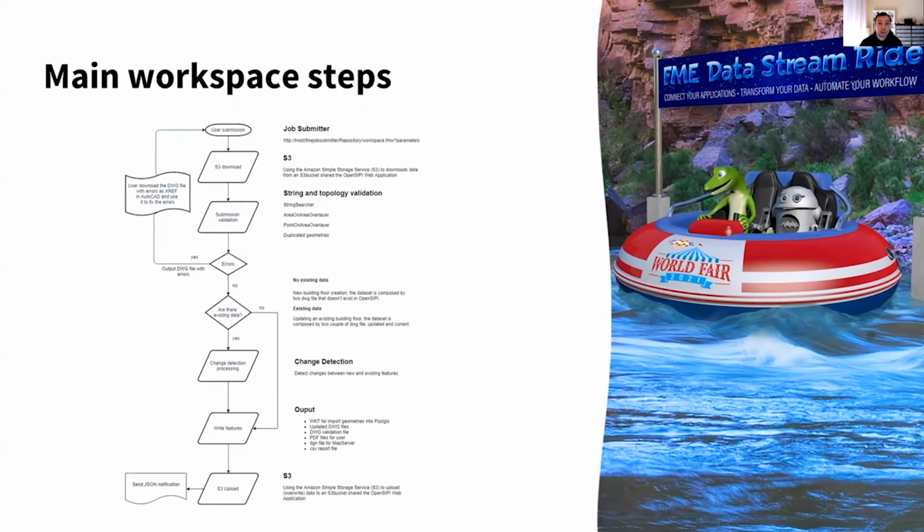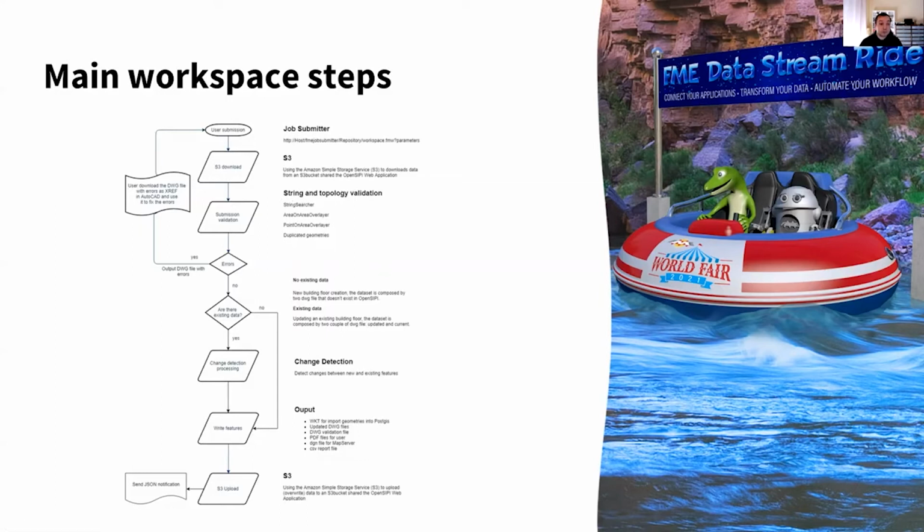Let me describe the main FME workspace steps by showing you this schema. And in the next slide, I'll describe some of these steps better. But for now, start from the job submission from OpenCP, and the first step of the FME workspace is to take the file from S3 and start with the string and topology validation.